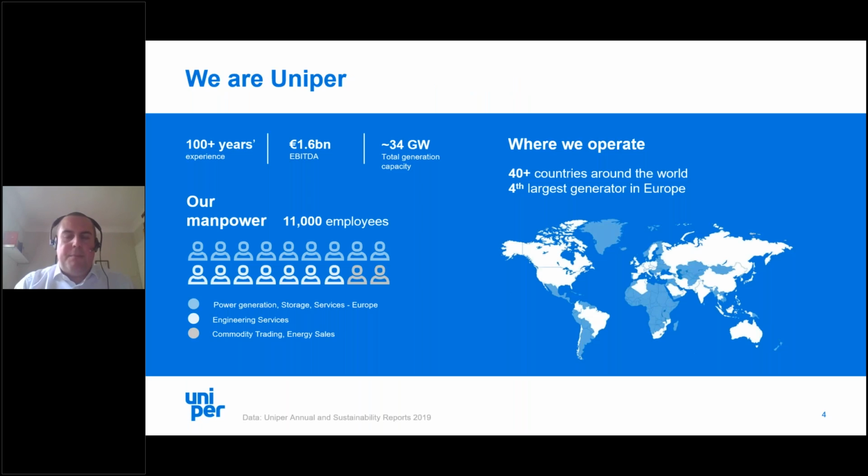But firstly, a little bit about Uniper. We are the 4th largest energy generator in Europe. We have around 34 gigawatts of generation capacity, mainly in the UK, Germany, and Russia. We also operate a nuclear power plant in Sweden, and we have a plant in Hungary as well. That's our power generation business, but we also have two other parts of our overall business. So we have a commodity trading and energy sales business and engineering services. These two parts of the business we provide globally. So we're active in over 40 countries around the world.